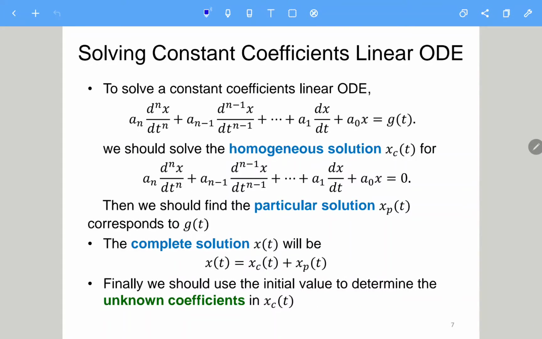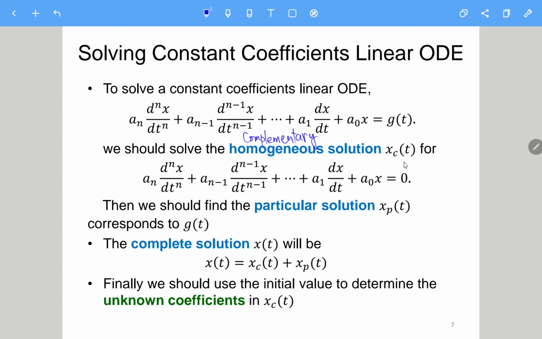Okay, so here is the summary of the procedure. The first step for solving the constant coefficient ODE is that, of course, we have the constant coefficient ODE, and then we should solve the homogeneous solution, or maybe we can call it the complementary solution. Different textbooks might have different names, but I just let you know. We may call it homogeneous solution, or complementary solution. But here I just use XC. C is the short form for complementary. So XC of t is the homogeneous solution.